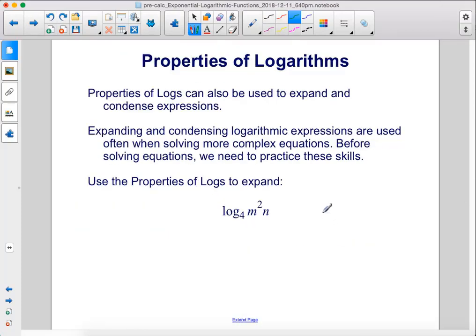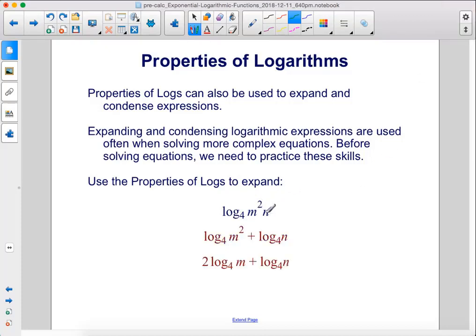Properties of logs can also be used to expand and condense expressions. Expanding and condensing logarithm expressions are used often when solving more complex equations. Before solving equations, we need to practice these skills. Use the properties of logs to expand log base 4 of m squared times n.